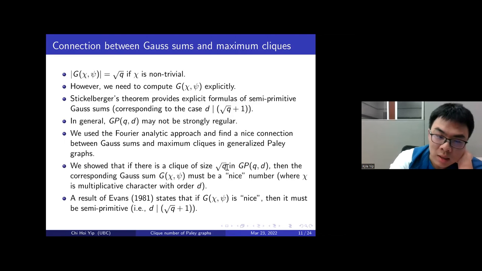And a result of Evans said that if this kind of Gaussian sums are all very nice, then we must be in the case of semi-primitive Gaussian sums, which means that d divides square root q plus one.